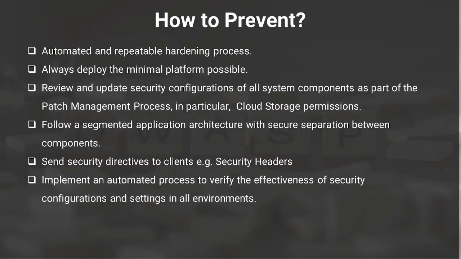An automated and repeatable hardening process will allow to create similar environments. Note that accounts should be different or at least use different credentials. Deploy only what is really required, without any unnecessary features, components, documentation, and samples. Security configurations of every component should be reviewed and updated as part of the patch management process, in particular cloud storage permissions. Orphan AWS S3 buckets lead to subdomain takeover.